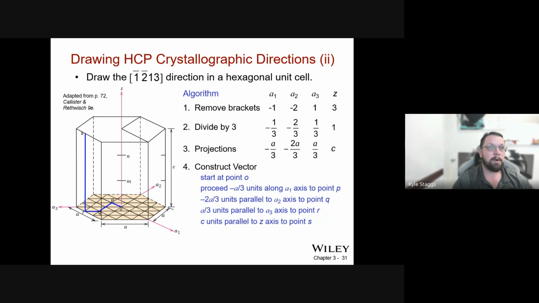We have to pay attention to our a1, a2, and a3 and whether it's negative or positive, and then how many thirds, because these are divided up into third steps. How many thirds are we going? So we start at the origin, we step back -1 in a1, -2 in a2, and +1 in a3, and then we go up c, which is 3/3 in z, and that's how we get to our point S up here.